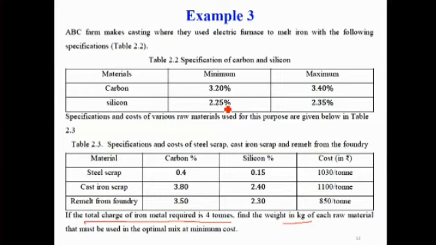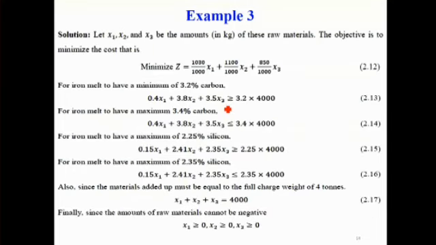Now what we are doing: we take x1, x2, x3 as the amounts in kg of the raw materials, like iron scrap, steel scrap, and remelt from foundry. The objective is to minimize the cost. We have to minimize the cost.